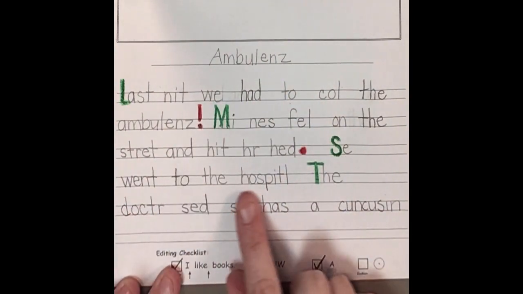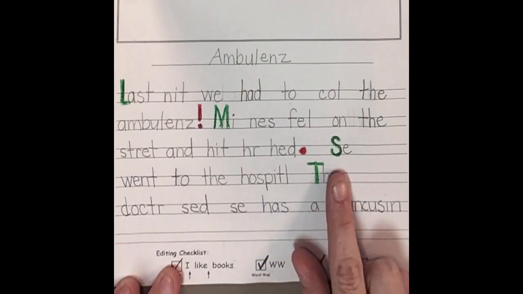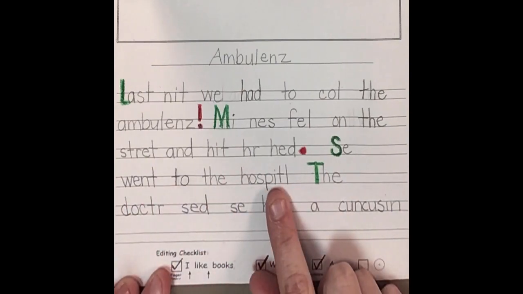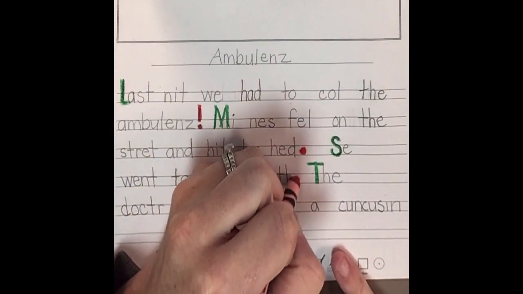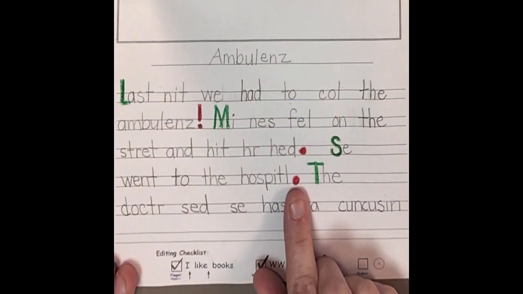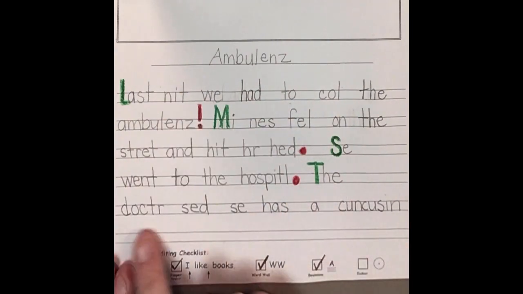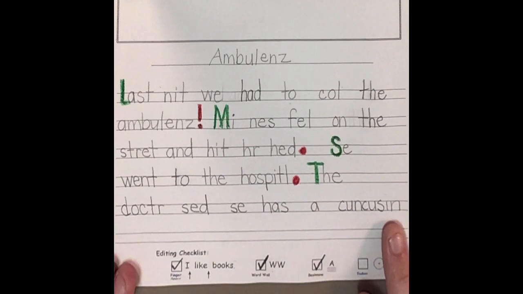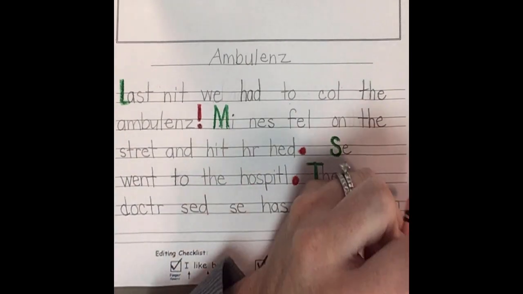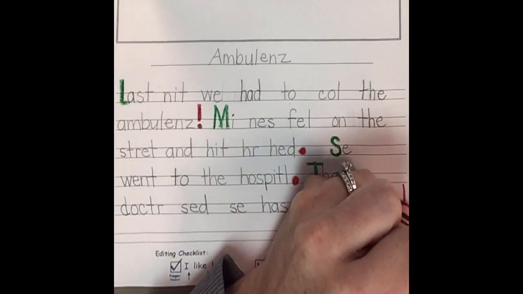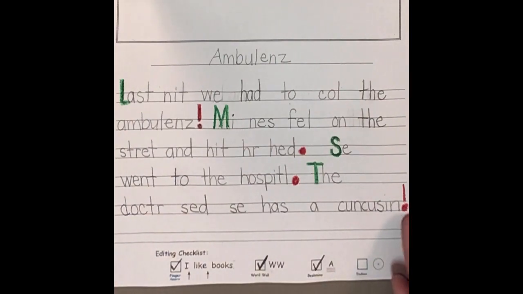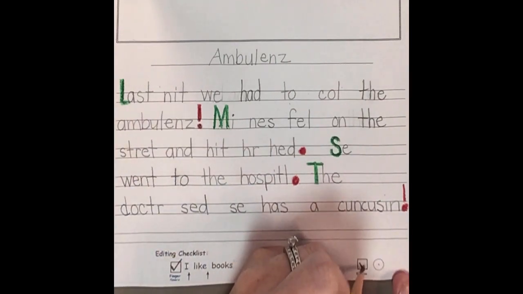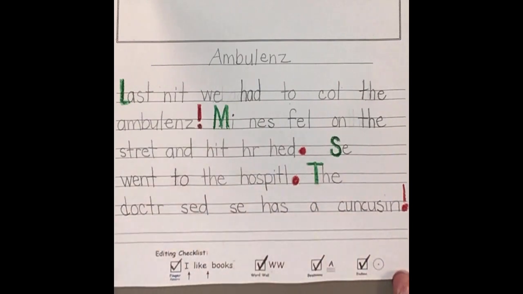She went to the hospital. Did you hear my voice stop? That means I need a period. The doctor said she has a concussion. Oh my goodness. I'm going to put an exclamation mark at the end of that sentence. All right, I'm going to put a check mark in my box. All of my boxes have check marks. That means I fixed my work.